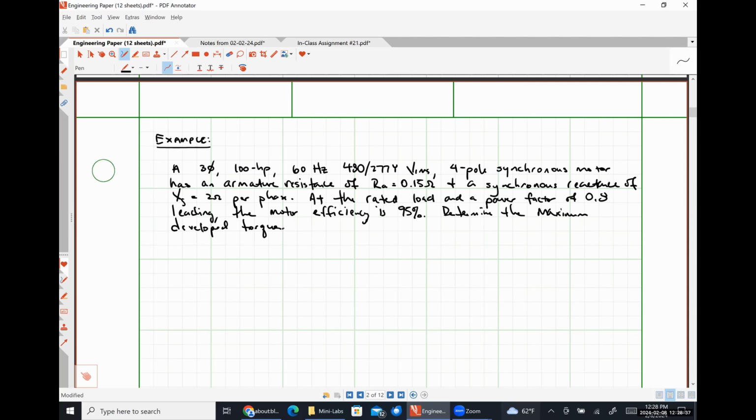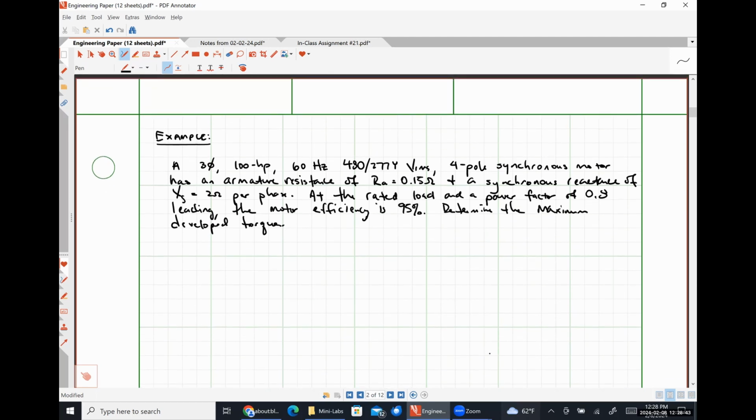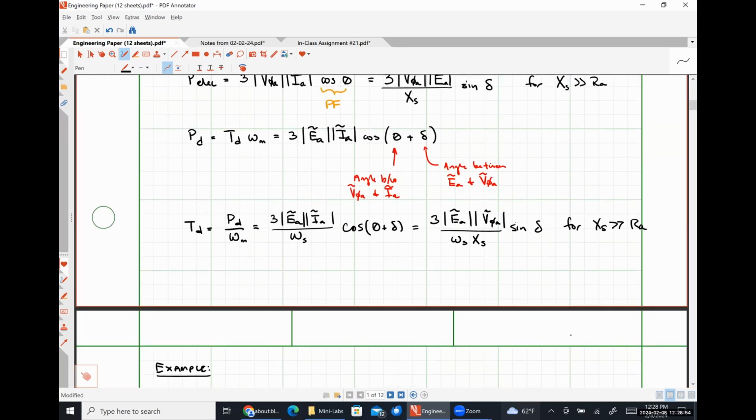All right, so if I wanted to find the maximum developed torque, what do you guys think I would need to do? If we scroll up to our equations here, when is my developed torque TD going to be at its maximum? Or what's the maximum possible numerical value it could have?